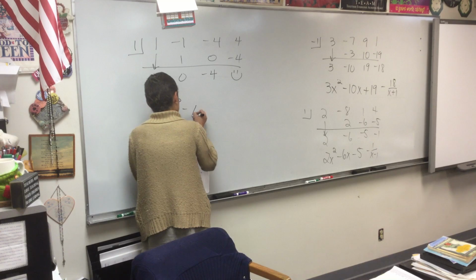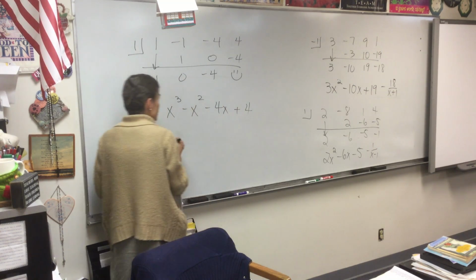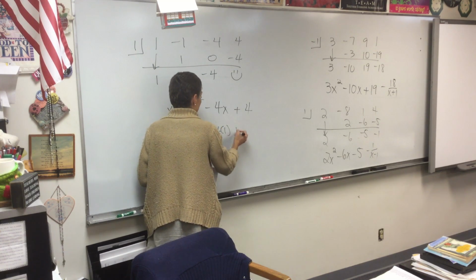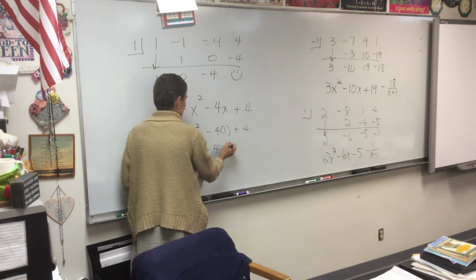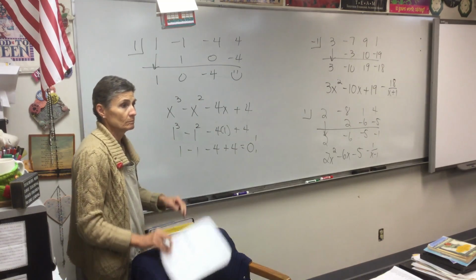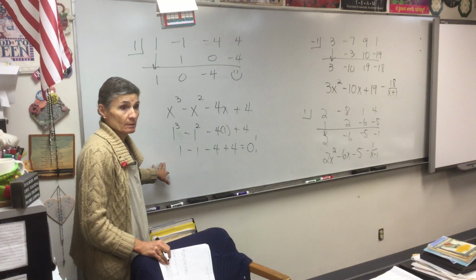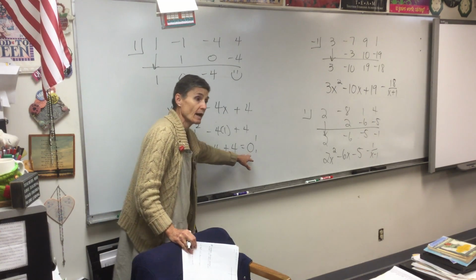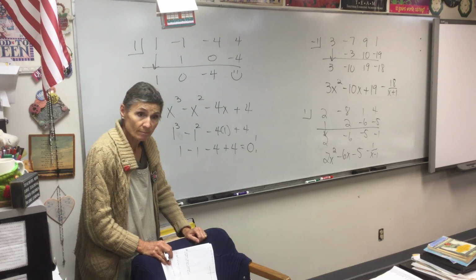Plugged in 1. If I wanted to, and this is completely up to you, plug 1 in. Well, 1 cubed is 1, 1 squared is 1, minus 4 plus 4. Doesn't that equal 0? So you could have done it that way. Why is it a factor? Because when I plugged in 1, I got a remainder of 0. Either way.